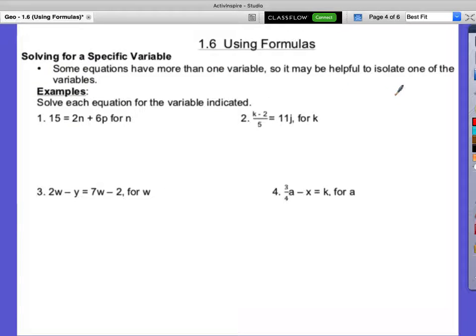So it may be helpful to isolate one of the variables. What does it mean to isolate a variable? What does it mean to isolate something? Put it by itself. Get it by itself, okay? So sometimes it's helpful for us to isolate or get a variable by itself.